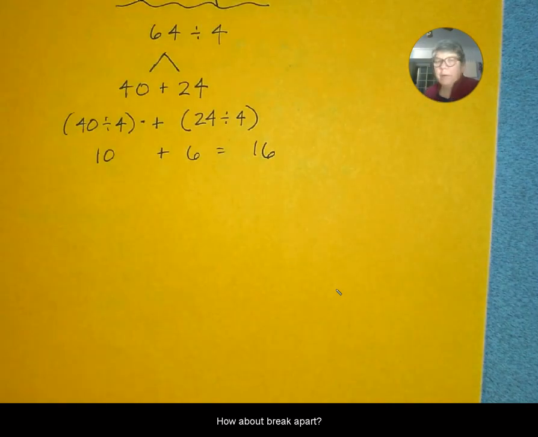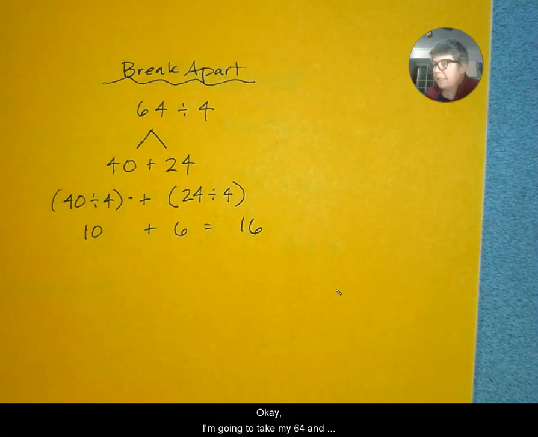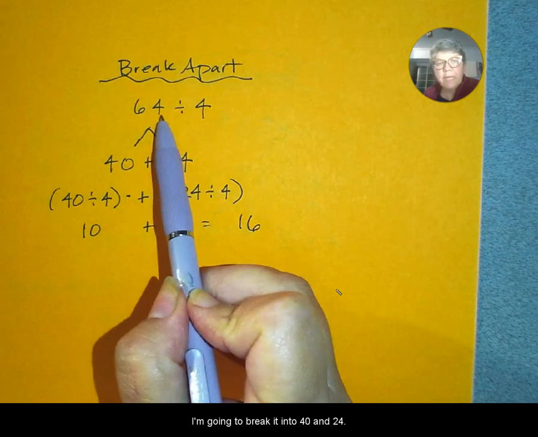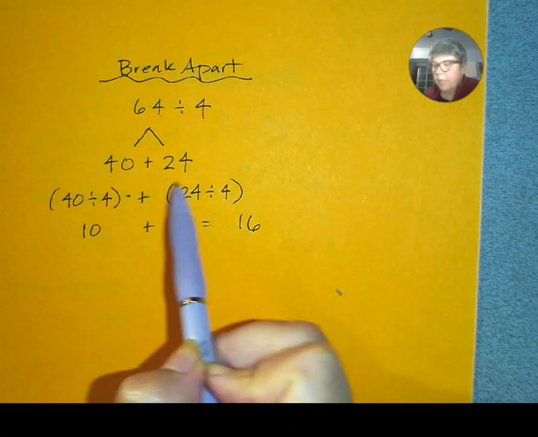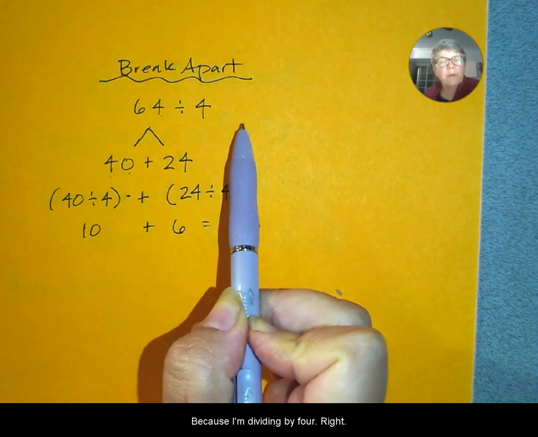How about break apart? Okay, I'm going to take my 64 and I'm going to break it into 40 and 24. Now, why did I choose 40 here? Because I'm dividing by 4, right?